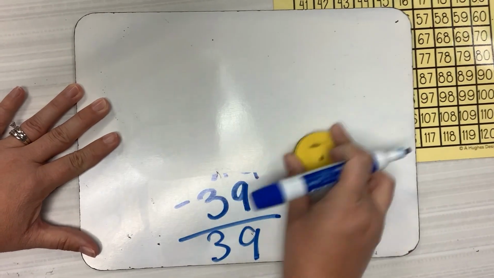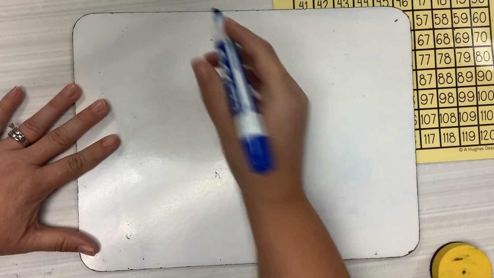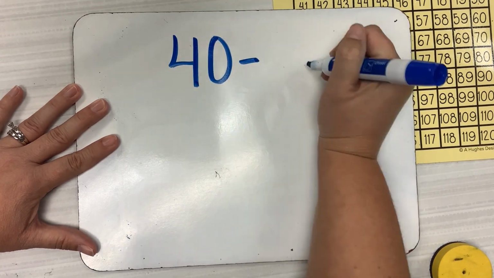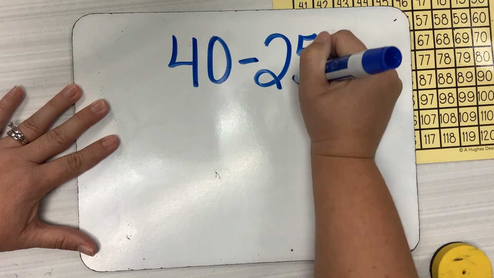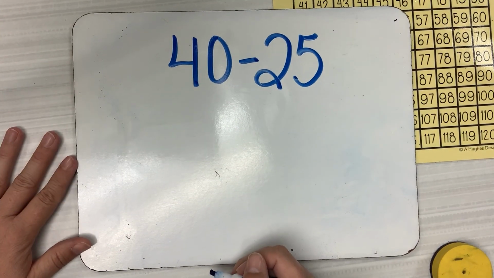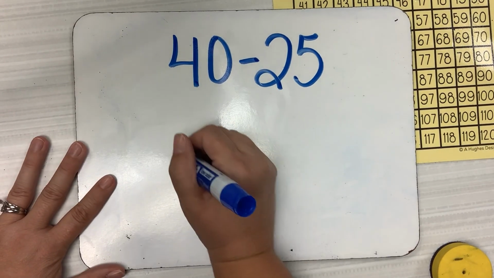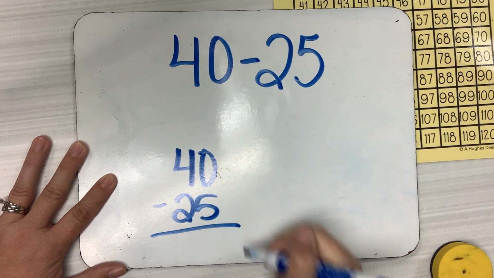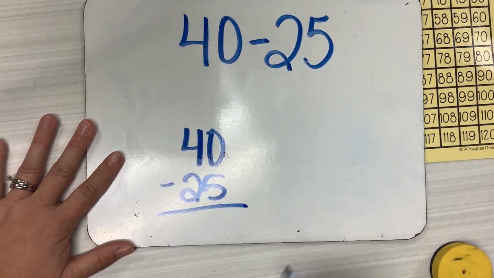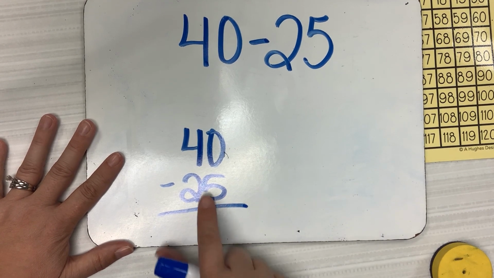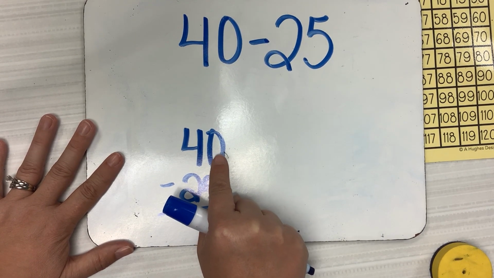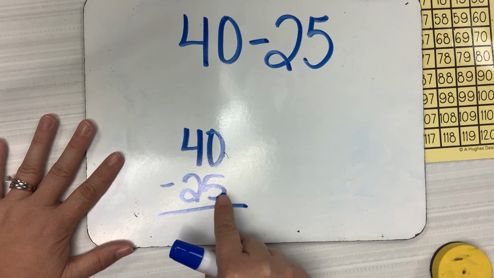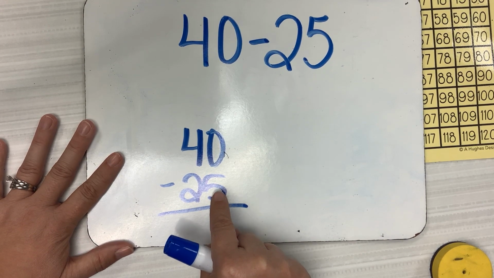Let's try another borrowing. This time, we'll do 40 minus 25. With borrowing, we need to stack them. 40 minus 25. Then I think to myself, if I drew 0 cubes or dots, could I take away 5 of them? The answer is no. So I have to borrow some.